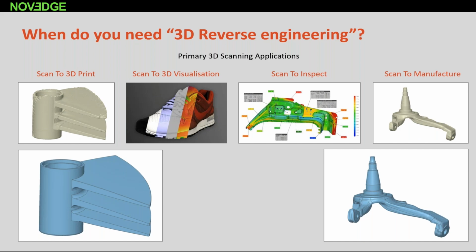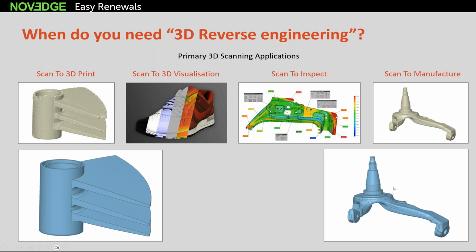The other big, huge area is inspection or quality control, and this is where the scan data can be used, but this is also not reverse engineering. And the fourth one we understand is if you need to replicate parts that don't have any designs, don't have any sketches, and need to be put back into manufacturing.